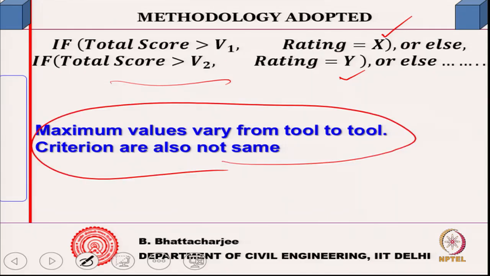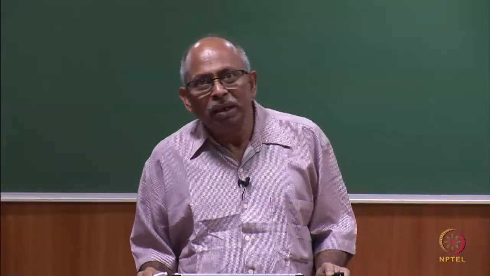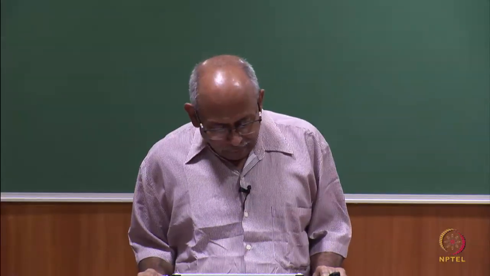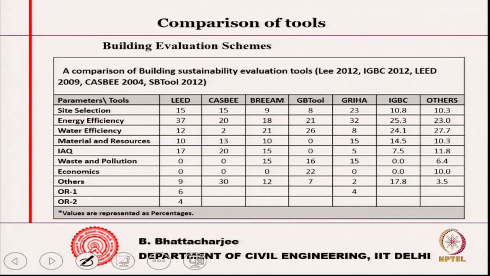Maximum values vary from tool to tool, and criteria are also not the same. If I compare all the tools, the values are not the same and the criteria are also not the same. So, these are different evaluation schemes or tools. There are various tools, for example, Leadership in Energy and Environmental Design, and we will be talking about some of them. IGBC is the Indian Green Building Council, GRIHA is from the Tata Energy Research Institute, TERI. There are several other tools which we will talk about, like BREEAM, mentioned later on.